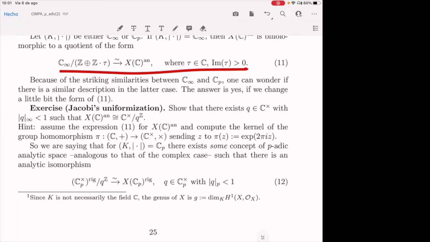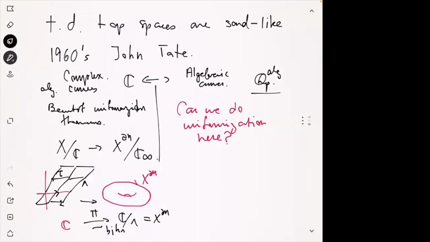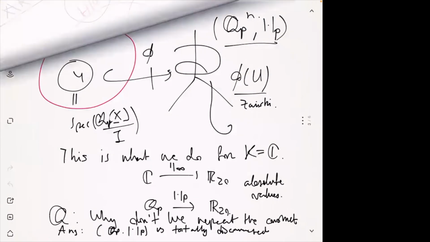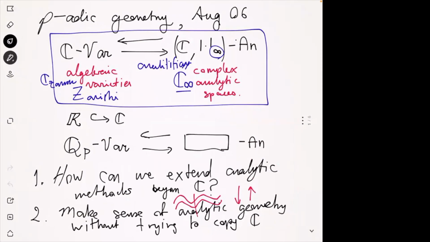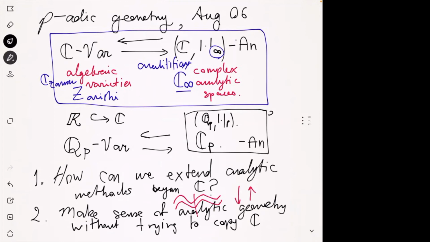Before going into the details, let me just say that there exists the concept of p-adic analytic space. If we come back to the starting point, there is a category here, which is C_p, or I may write this as Q_p, it doesn't matter. This category exists. And this process from here to here exists.